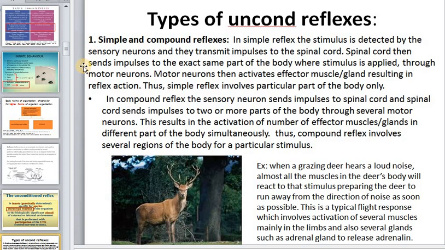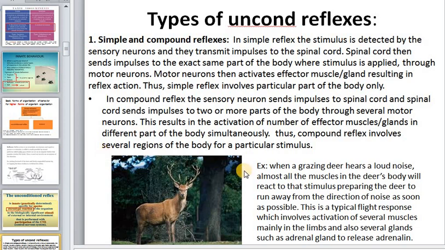In a compound reflex, the sensory neuron sends impulses to the spinal cord, and the spinal cord sends impulses to two or more parts of the body through several motor neurons. This results in the activation of a number of effector muscles, glands and organs in different parts of the body, and thus a compound reflex involves several regions of the body for a particular stimulus.